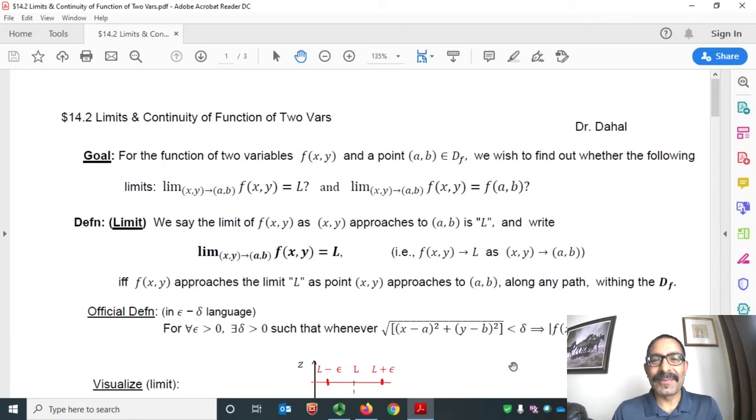In today's class, I am going to cover limits and continuity of function of two variables. So let me start the class right away.